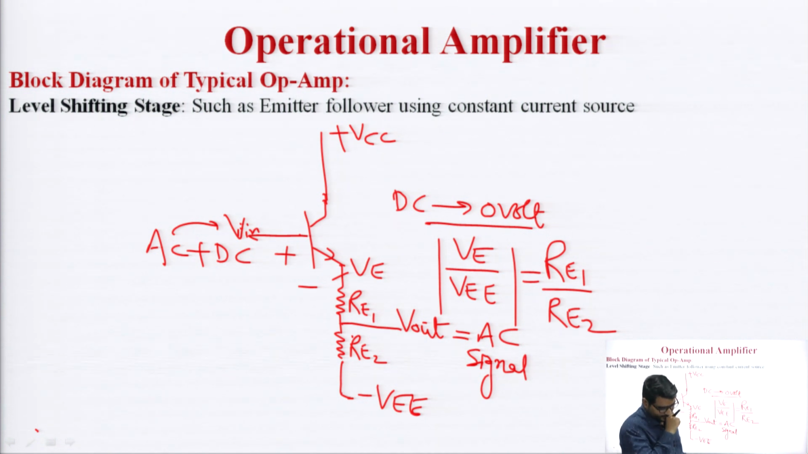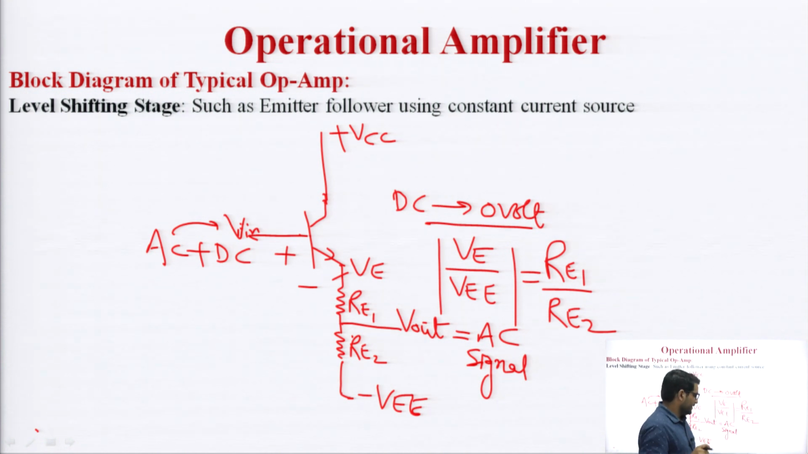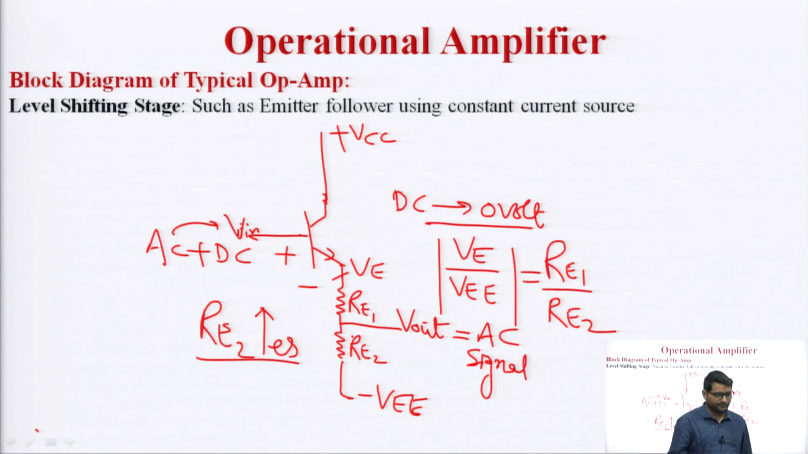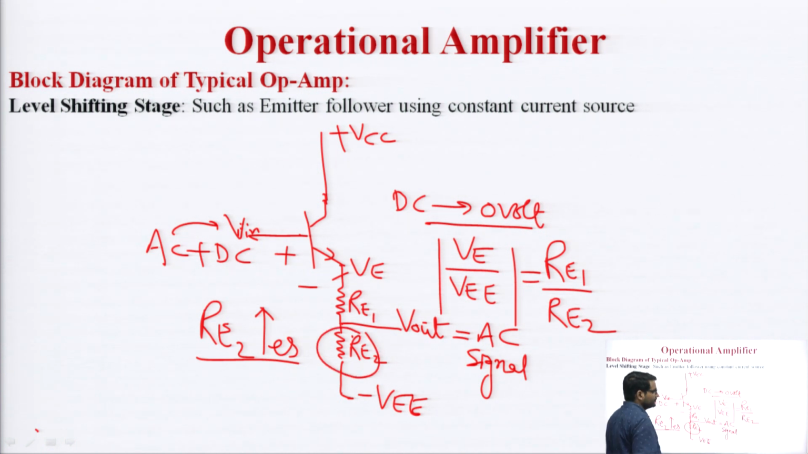Now, the emitter follower has high input impedance, and it also provides high input impedance to the operational amplifier. Here, if RE2 increases, a high value RE2 is very difficult to obtain in integrated circuit form. We neglect RE2 and use a current mirror circuit in its place. We replace RE2 with a constant current source.